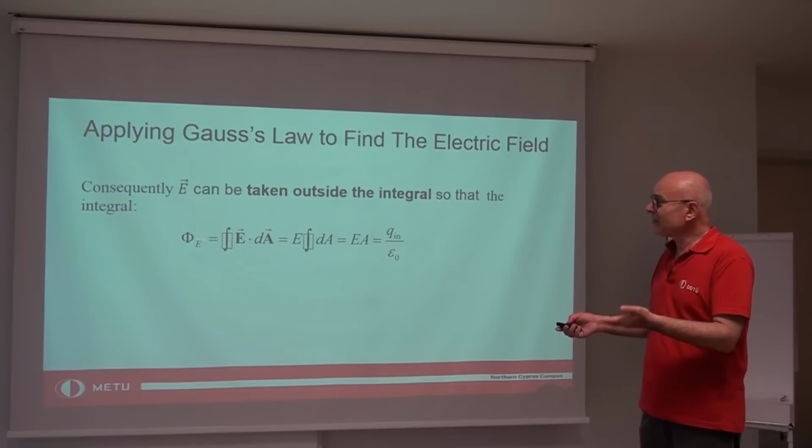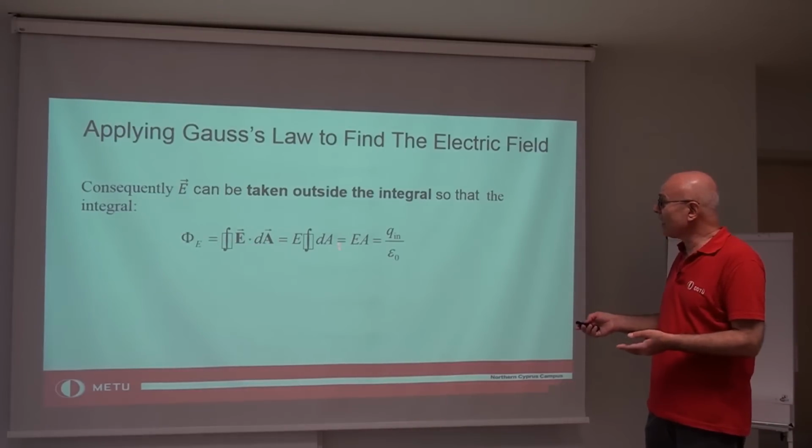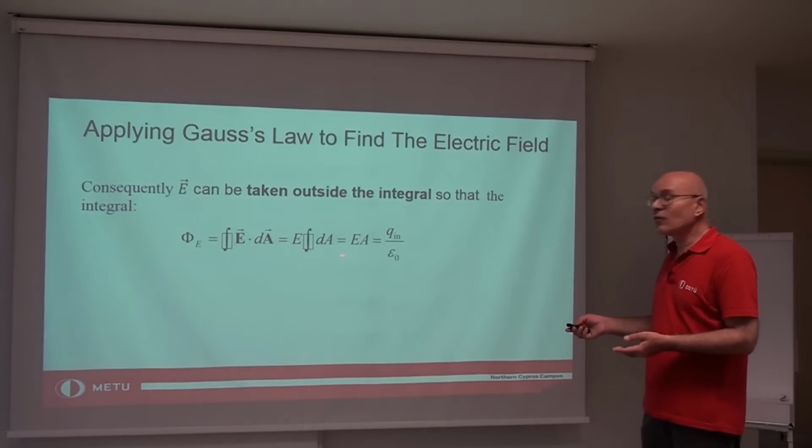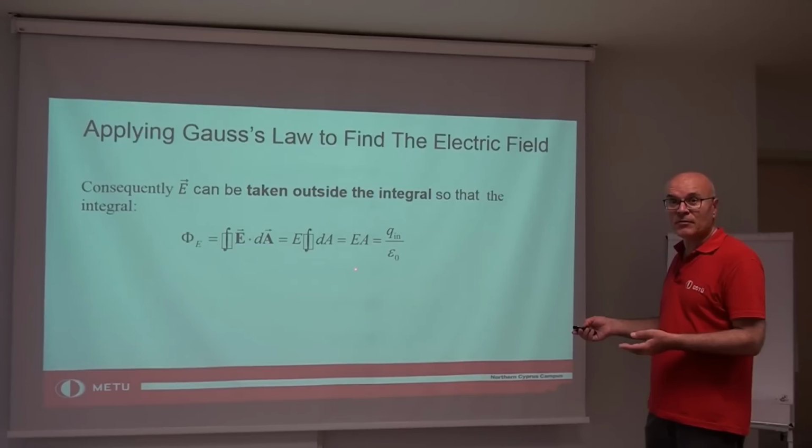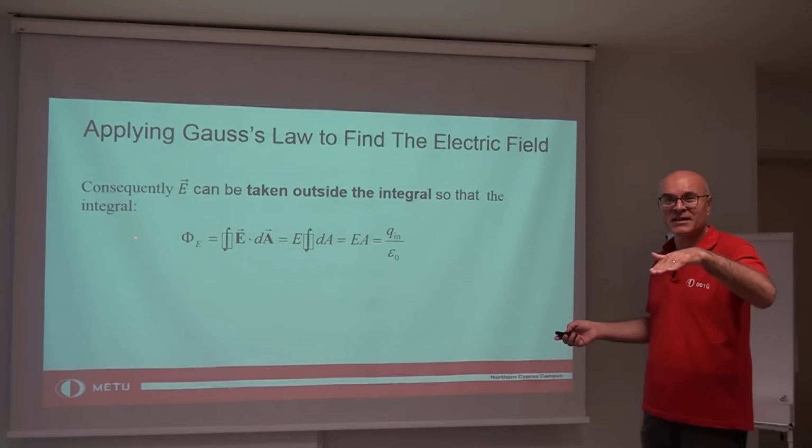So the left-hand side of Gauss law reduces to the electric field at the surface multiplied by the area. And therefore, if you divide now by the area, then you get your electric field equal to the charge enclosed by the surface divided by the area multiplied by epsilon naught. So you have found the electric field at the surface.